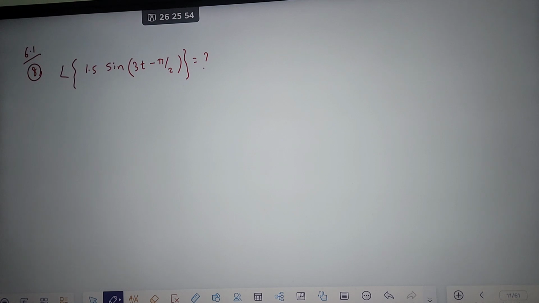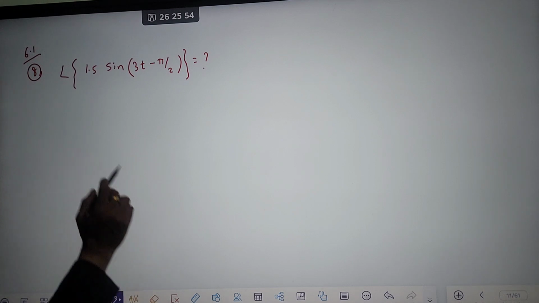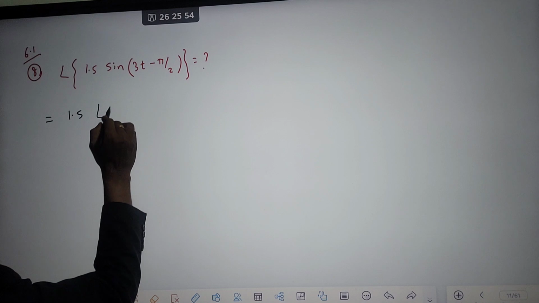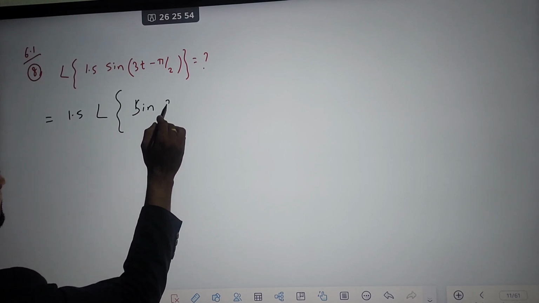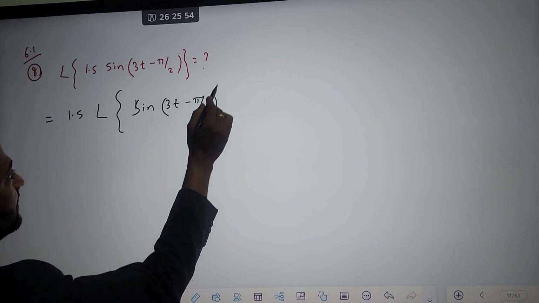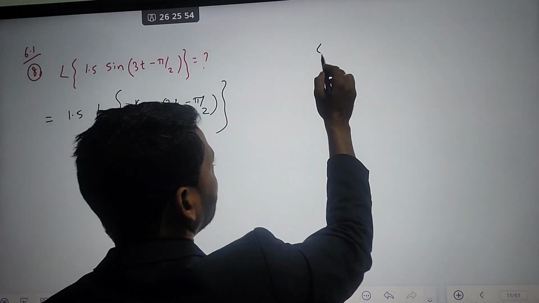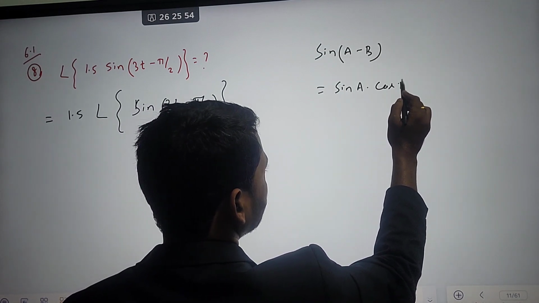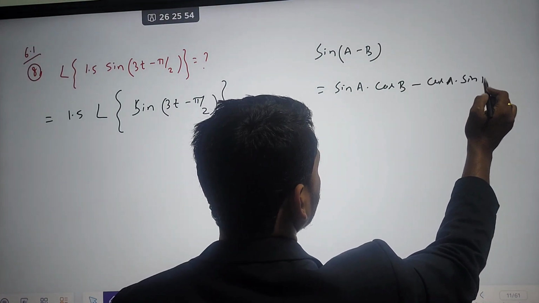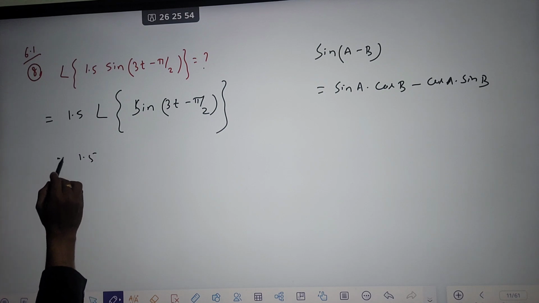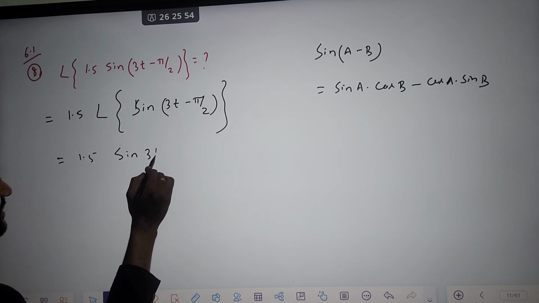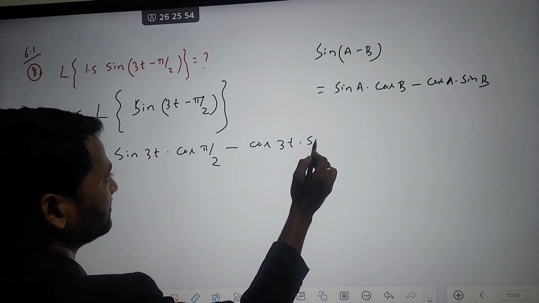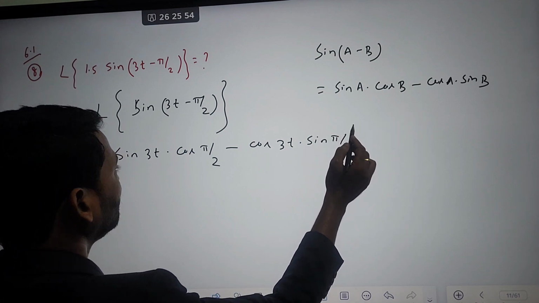सो कमिंग टू क्वेश्चन नंबर 8, एक्सरसाइज 6.1. सो इसमें क्या करोगे? देखो, पहले 1.5 तो कांस्टेंट बाहर ले आओ. मतलब लैप्लेस ऑफ व्हाट? लैप्लेस ऑफ साइन (3t माइनस पाई बाई 2). ठीक है, सो नाउ यूज दिस फॉर्मूला. साइन (a माइनस b) क्या है? साइन a इंटू कॉस b माइनस कॉस a इंटू साइन b. तो इसमें डाल दो, फॉर्मूला यू अप्लाई हियर. सो साइन a मतलब 3t, साइन a इंटू कॉस b माइनस कॉस a इंटू साइन b. आर यू गेटिंग माई पॉइंट?